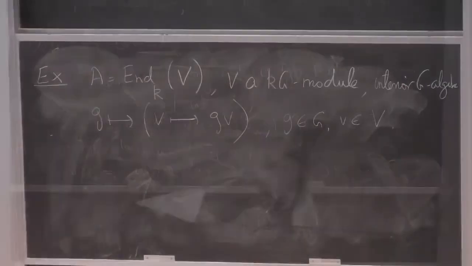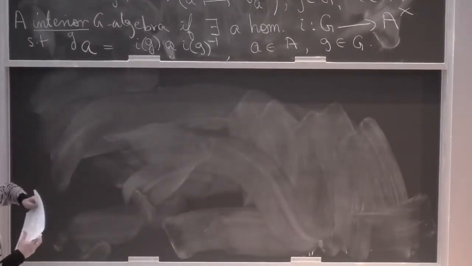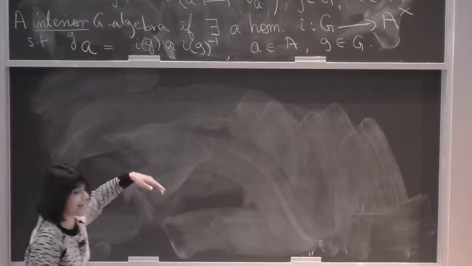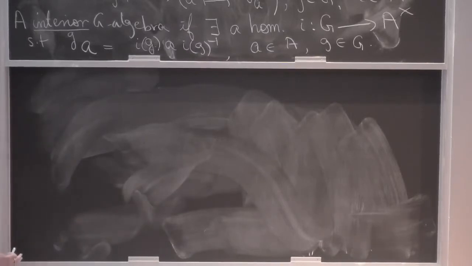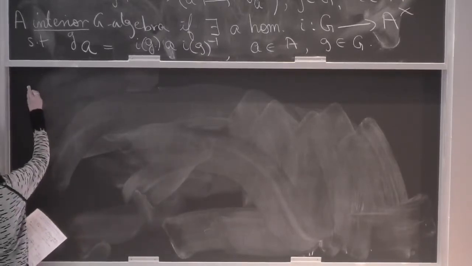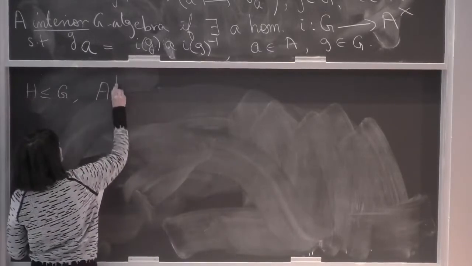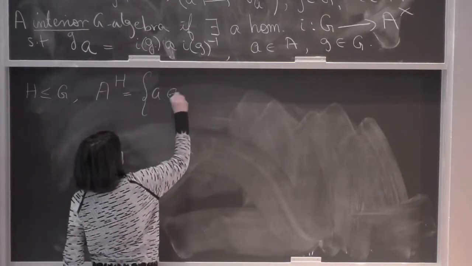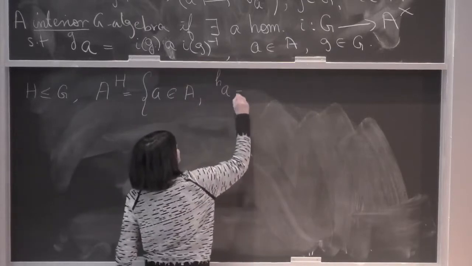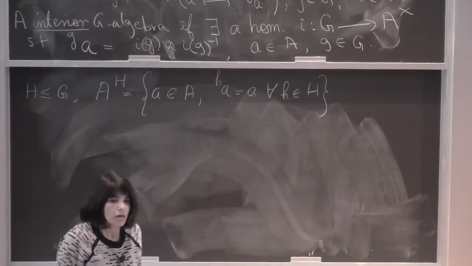Okay, now back to G-algebras in general. What I write on the board, if I don't say anything about A, it's a G-algebra. When I want to emphasize interior, that something depends on the algebra being interior, then I'll say it. So if you take any subgroup H of G, then of course you can look at the subset of fixed points. So this is all a belonging to A such that ha is equal to a for every h belonging to H.